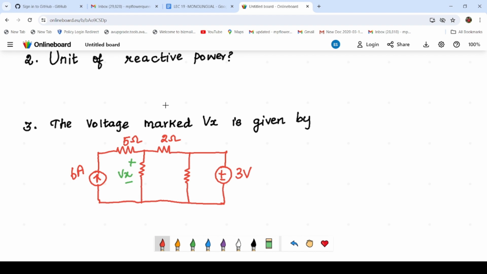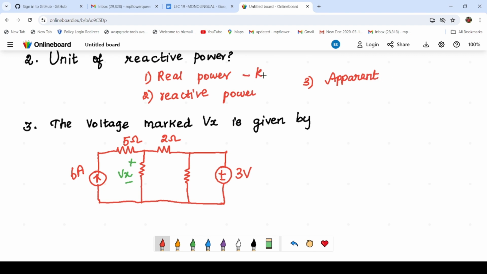Next, I am going to explain what is the unit of reactive power. There are 3 different powers. One is real power, second one is reactive power, and third one is apparent power. Real power is measured in watt or kilowatt. Reactive power is volt ampere reactive, VAR or kVAR. Apparent power is volt ampere or kVA.